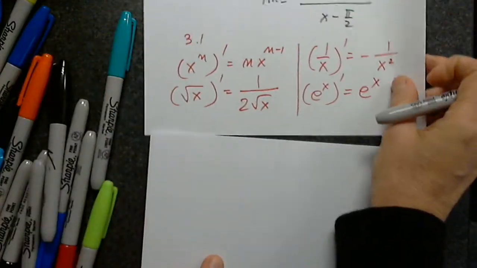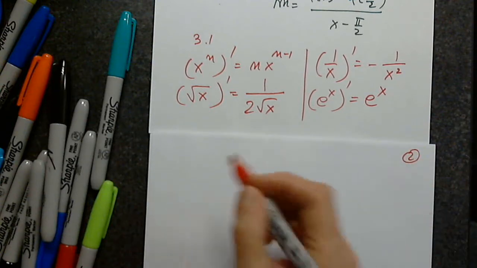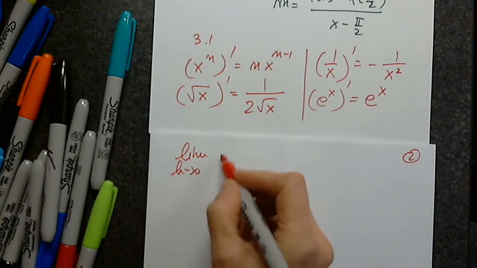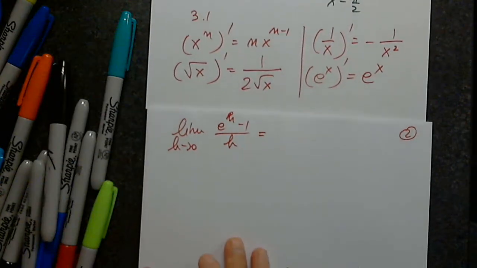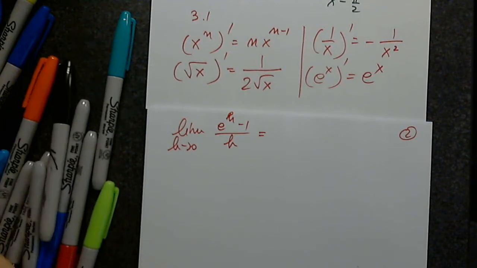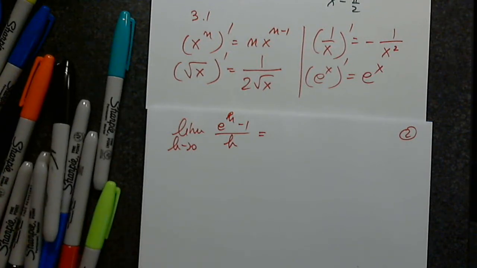We also looked at, with the graphing calculator, the limit as h approaches 0 of e to the h minus 1 divided by h. What was this equal to? Very important. Just go back to your notes for now. This is important. Go back to your notes. What was the limit as h approaches 0 of e to the h minus 1 over h?